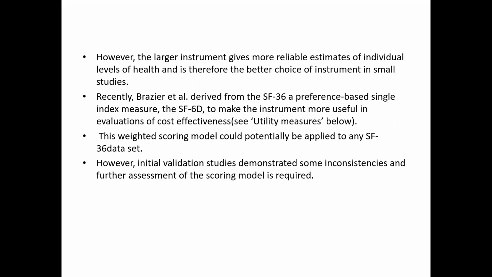However, the large instrument gives more reliable estimates of individual levels of health and is therefore the better choice of instrument in small studies. Recently, Brazier derived from the SF36 a preference-based single index measure, the SF6D, to make the instrument more useful in evaluation of cost effectiveness. This weight scoring model could potentially be applied to any SF36 dataset. However, initial validation studies demonstrated some inconsistencies, and further assessment of the scoring model is required.